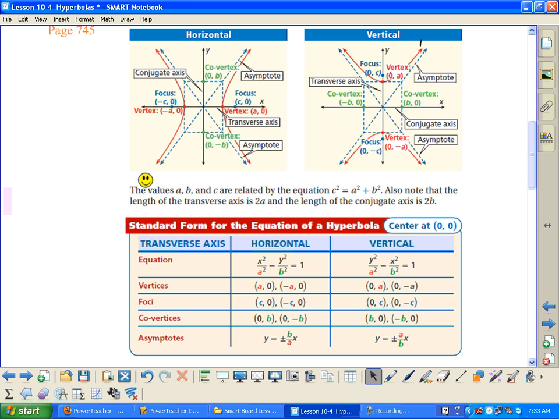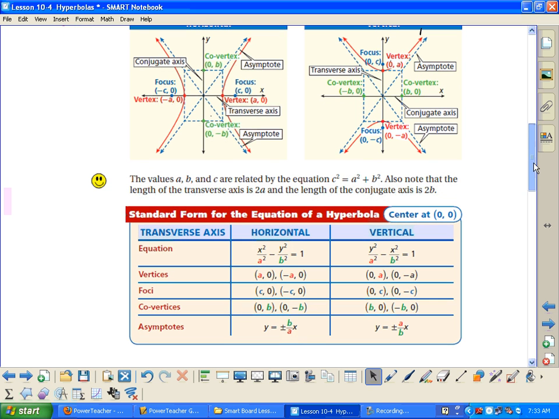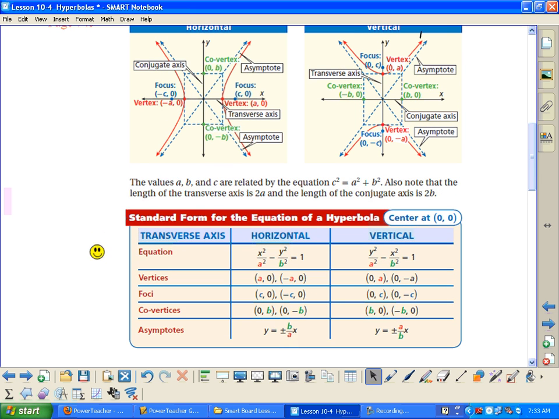The other thing is the relationship between the values of A, B, and C. With an ellipse, it was C squared equals A squared minus B squared. With a hyperbola, it's A squared plus B squared, like the Pythagorean theorem. And then here we have our equations. If it opens horizontally, x squared over A squared minus y squared over B squared equals 1. If it opens vertically, the y is positive and the x is negative. Otherwise, the vertices, foci, and co-vertices are exactly the same as with an ellipse.